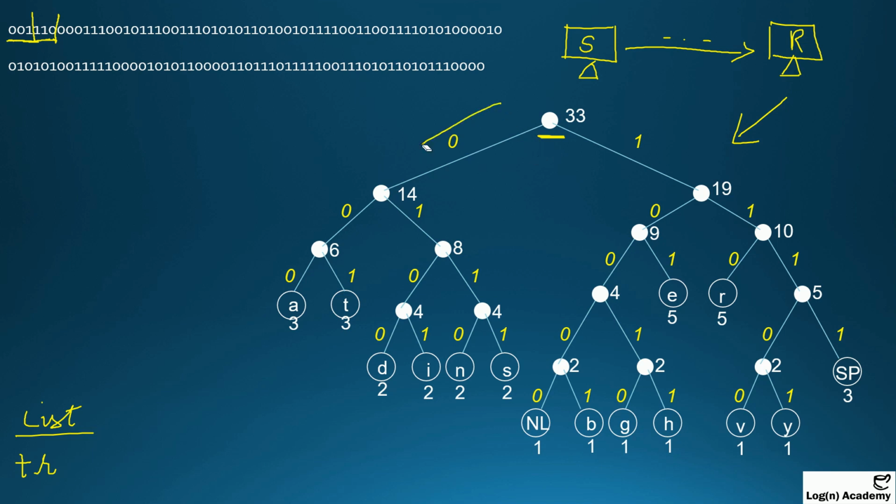So here it's 0. The next is 0 again. Here we have 0 again. And the third number is also 0. So we have 0. Now we got the character, which is A. So now we will write A.